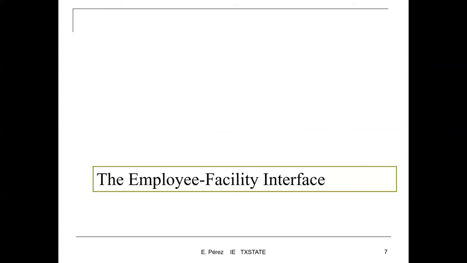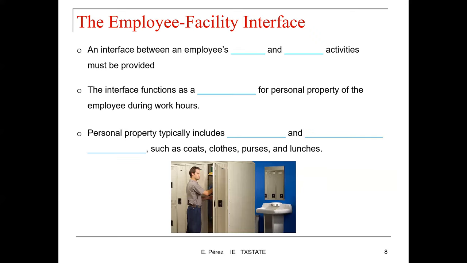So let's talk about the employee facility interface. An interface between an employee's work and non-work activities must be provided. As in the picture, I'm showing an employee that has access to a rack or a space in which he can put his personal belongings when he arrives to the job. So the interface functions as a storage area for personal property of the employee during work hours. Personal property typically includes cars and employees' personal belongings, such as coats, clothes, purses, lunches, sometimes the cell phones, and so on. So we need to design to accommodate these needs.